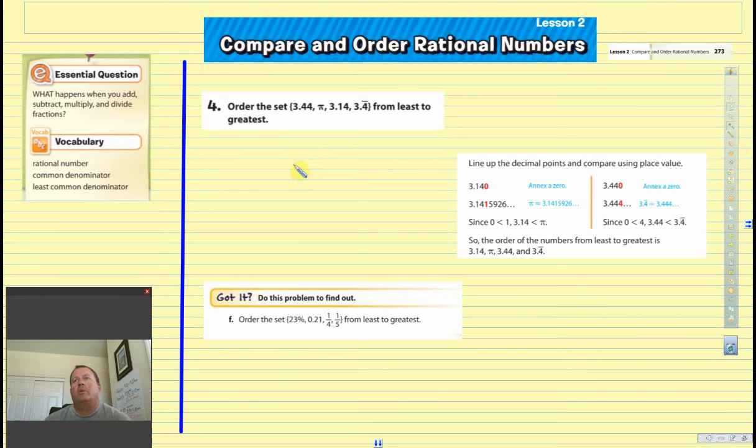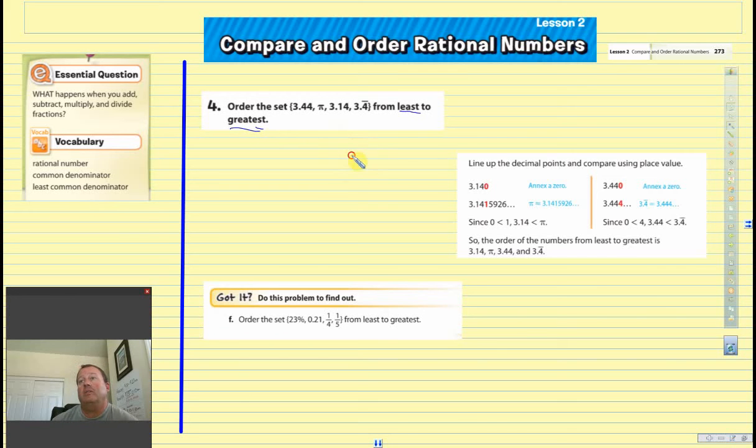Okay, example number 4. This is where we get into the order of rational numbers. We're ordering them up. What comes first? What comes second? You always got to read it. Order the set 3.44, pi, 3.14, 3.444444, from least to greatest. Okay, so that's the key, from least to greatest. In other words, what's the smallest one here? What's the largest one here?